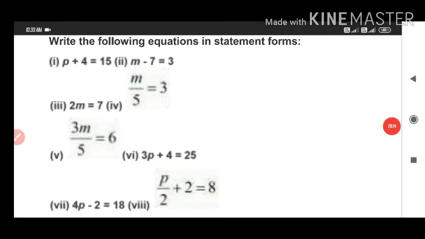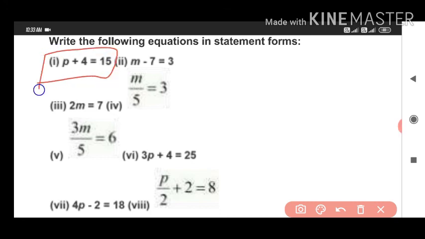Now next question, question number 5. Write the following equation in a statement. Here an equation is given and we have to convert this equation to a statement, which means we have to write it in words. Here it is written p plus 4 is equal to 15. You can use your own language. We can write p added to 4 gives 15. We can write in that way also.